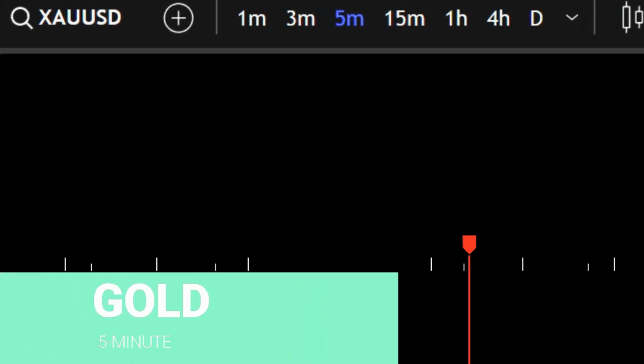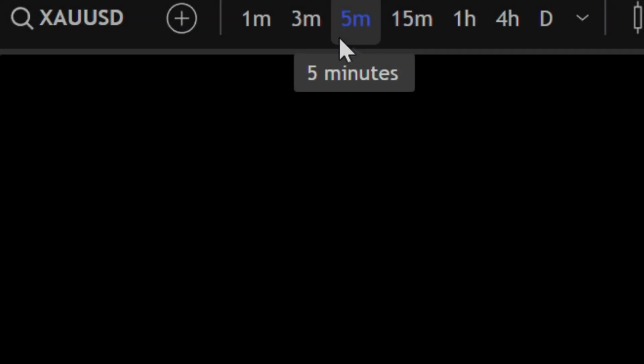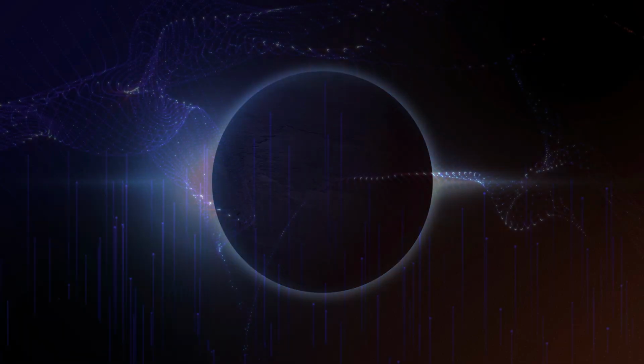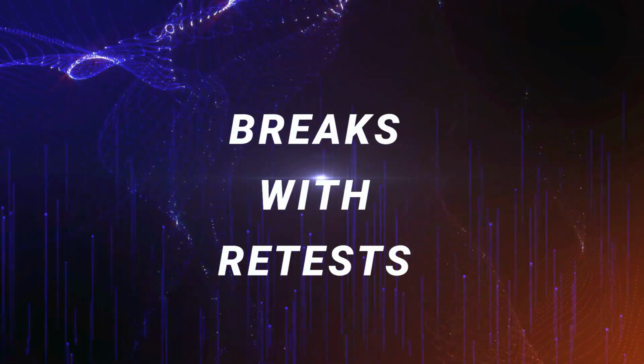Let's pick a trading pair. We take a look at gold on a 5-minute chart. The first one we're going to bring in is called breaks with retest. So let's get the indicator onto your chart.